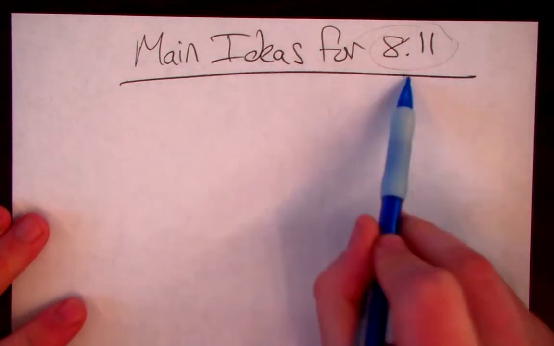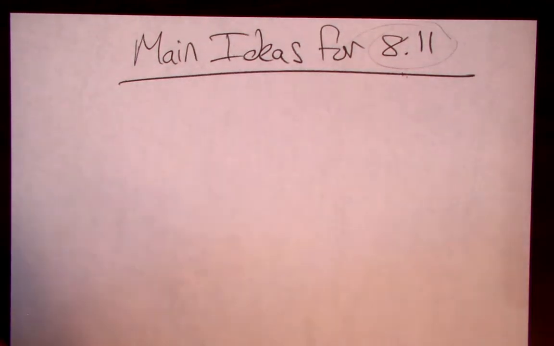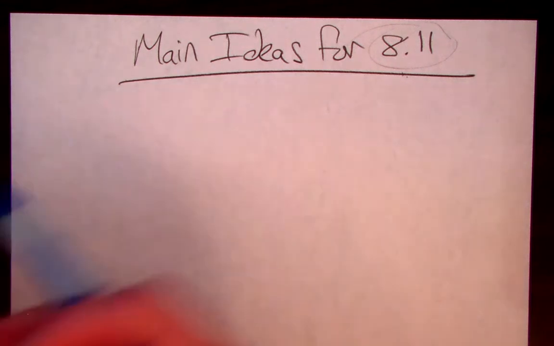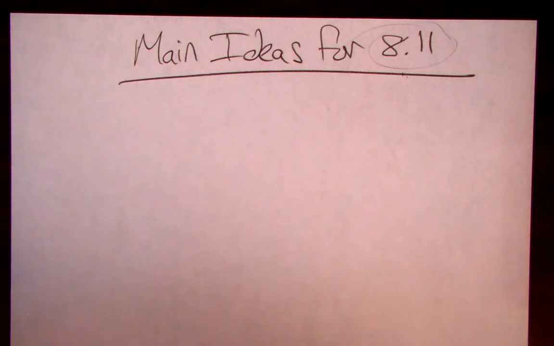So for 8.11, this is going to be the SOL where you compare and contrast probabilities of independent and dependent events, and you want to be able to determine that probability as well. So you want to figure out, okay, is this independent, is this dependent, and then what is that correct value?